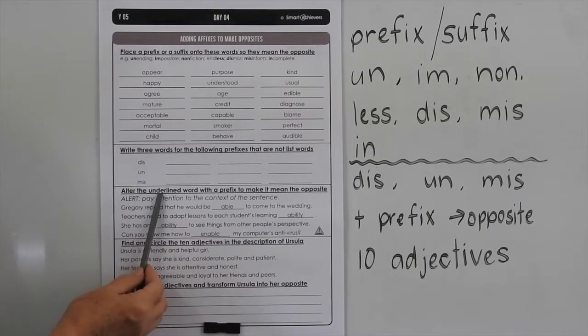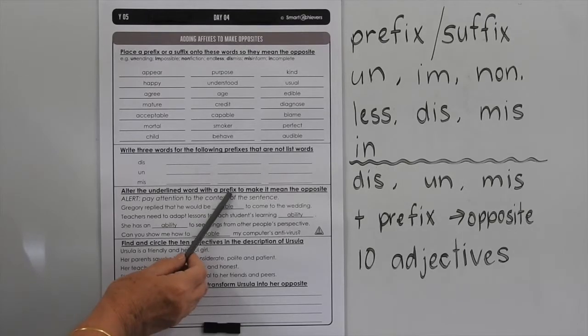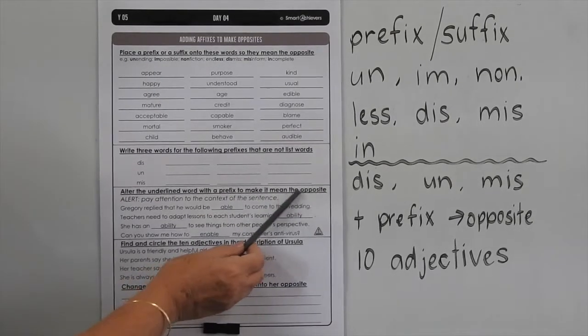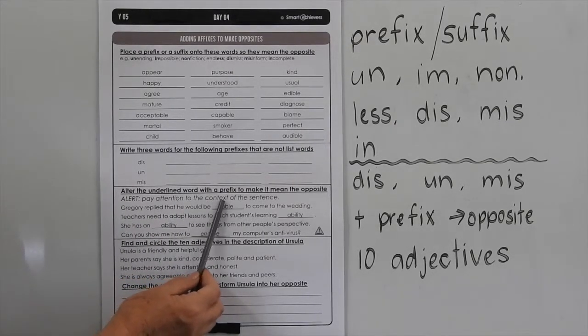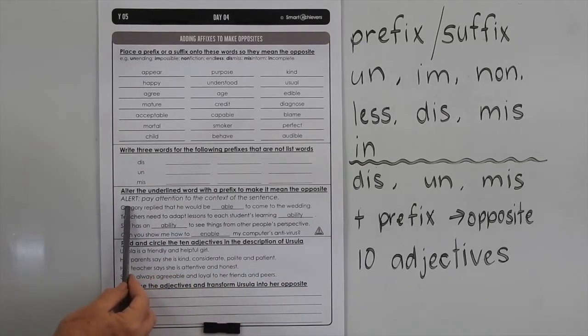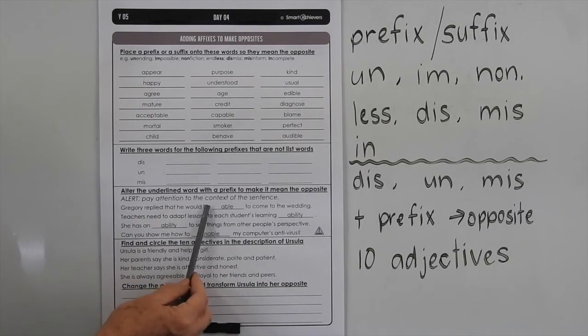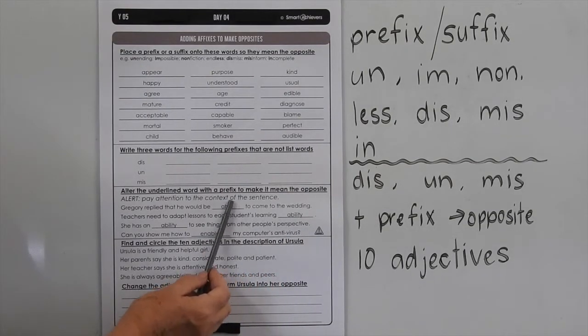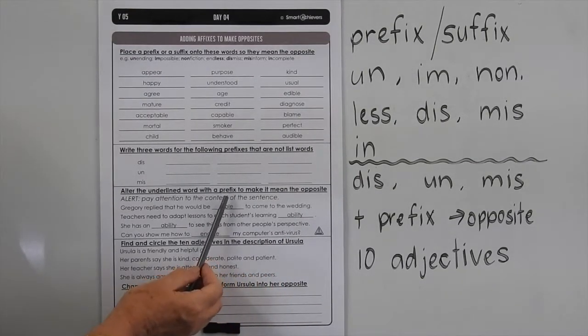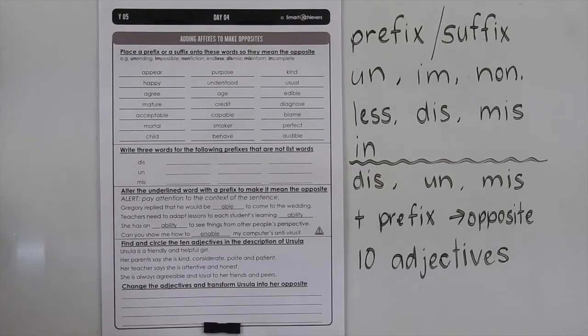Now alter the underlined word with a prefix to make it mean the opposite. So we want you to, and we've given you an alert here, pay attention to the context of the sentence. So, Gregory replied that he would be able to come to the wedding. If you want that to mean the opposite, you'd have to think about what prefix or suffix you'd have to add to that word to make it mean the opposite.